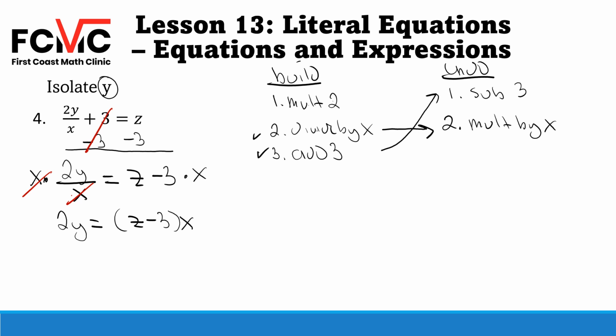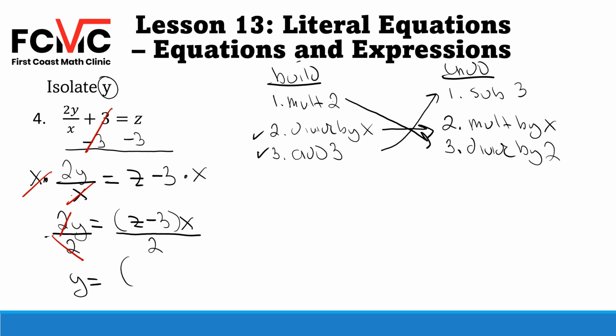So we took care of step 3, took care of step 2. Last one, multiplying by 2. How do we undo multiplying by 2? Let's divide by 2. So I'm going to divide everything on the left side, everything on the right side by 2. So 2's cancel out on the left. And I get z minus 3 times x over 2. So this is my literal equation where we isolate that y, move everything that's not y from the left side to the right side.